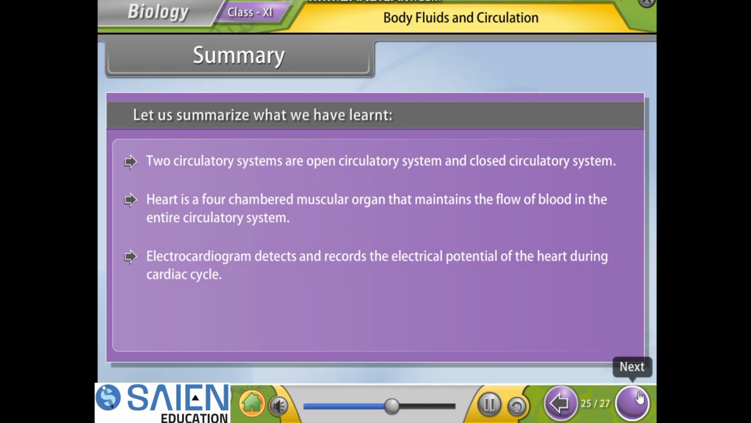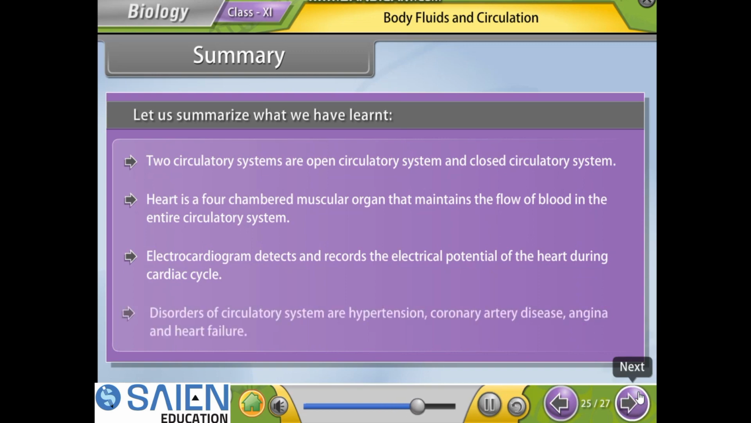The electrocardiogram detects and records the electrical potential of the heart during the cardiac cycle. Disorders of the circulatory system are hypertension, coronary artery disease, angina, and heart failure.